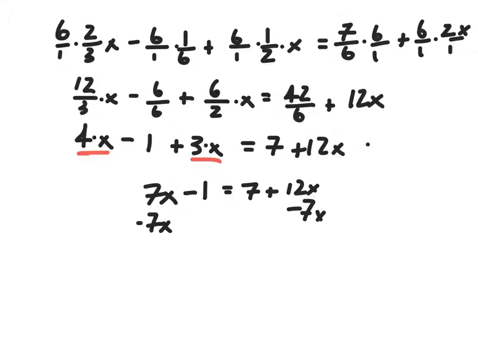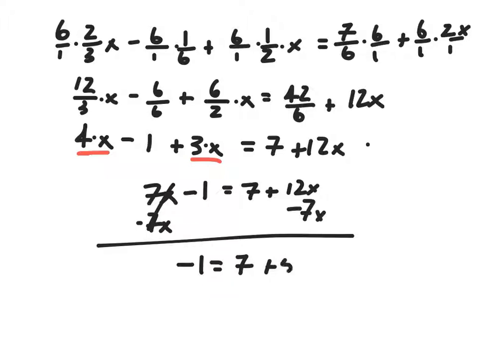And then that's going to give me, those add to 0 and cancel out. I've got negative 1 is equal to 7. And then 12x minus 7x is going to give me positive 5x. So from here, I've put the x on the right side of the equal sign, and that's okay. I don't have to always keep it on the left side. I can kind of do whatever I want.